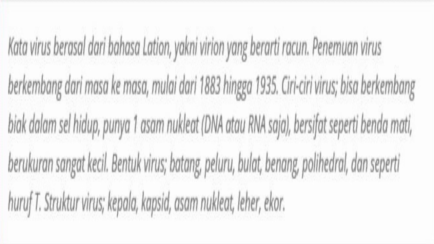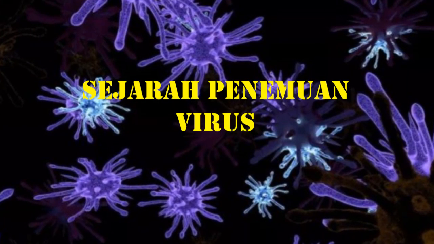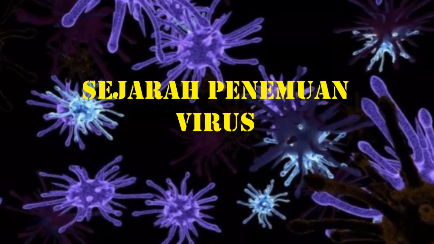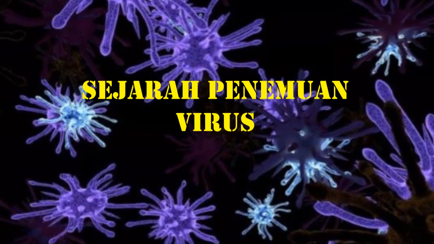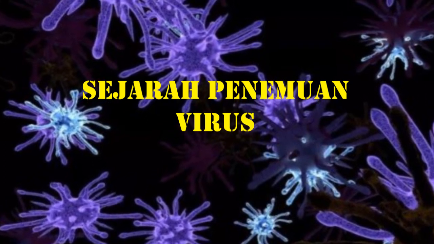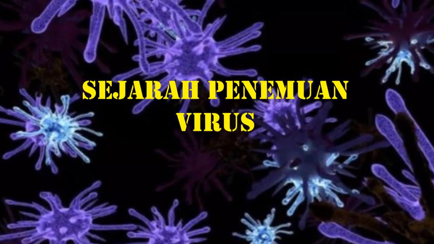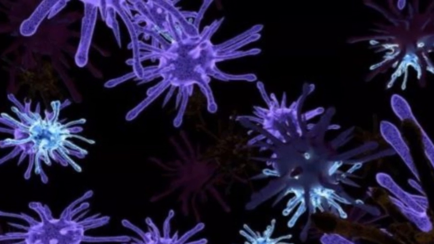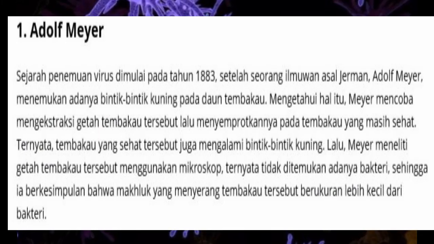The characteristics of the virus: it can multiply in living cells, has only one nucleic acid, DNA or RNA, is like an inanimate object, and is very small in size. Virus forms: rod, bullet, round, thread, polyhedral, and like the letter T. The structure of the virus: head, capsid, nucleic acid, neck, tail.